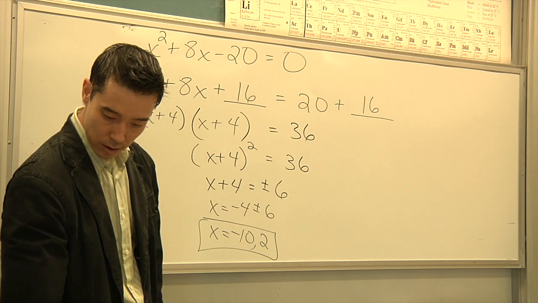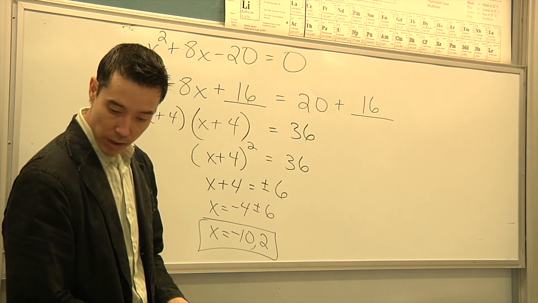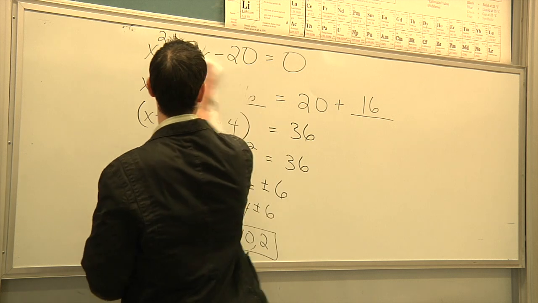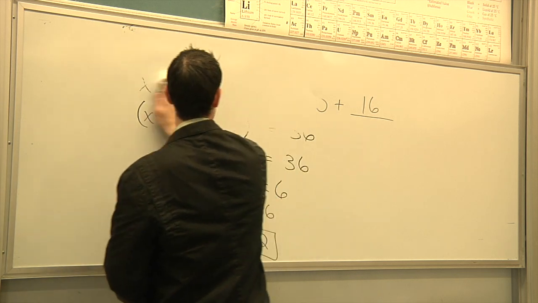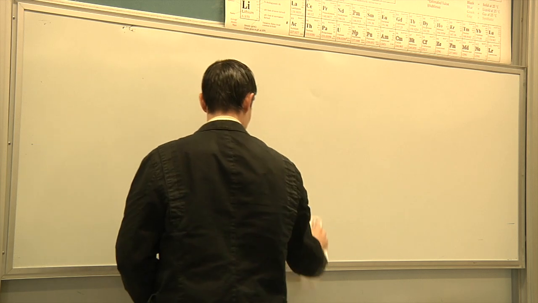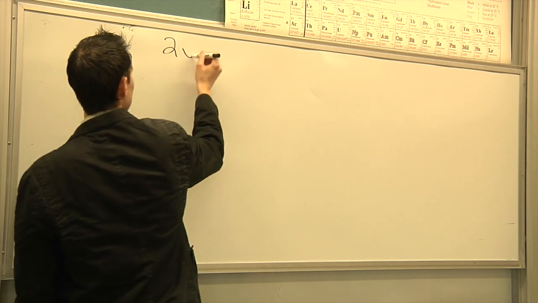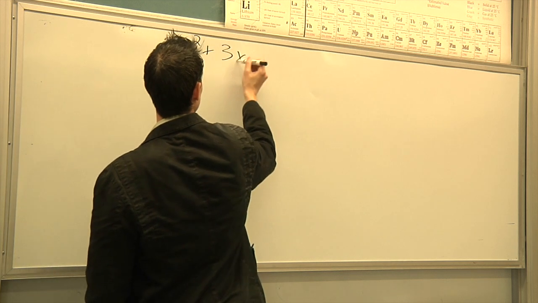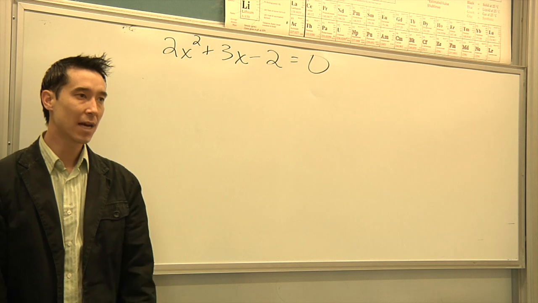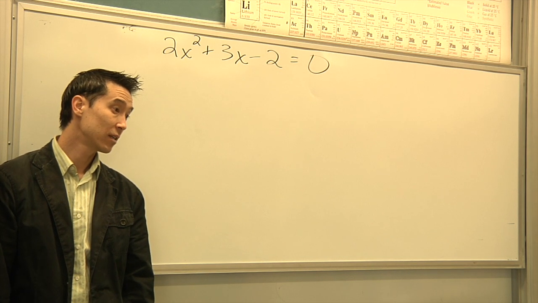All right, let's do one a little bit harder. The next couple, let's do a little bit harder. How about this one? 2x squared plus 3x minus 2 equals 0. Why is this one a little bit more difficult than the last one? A is not 1, A is 2, right?